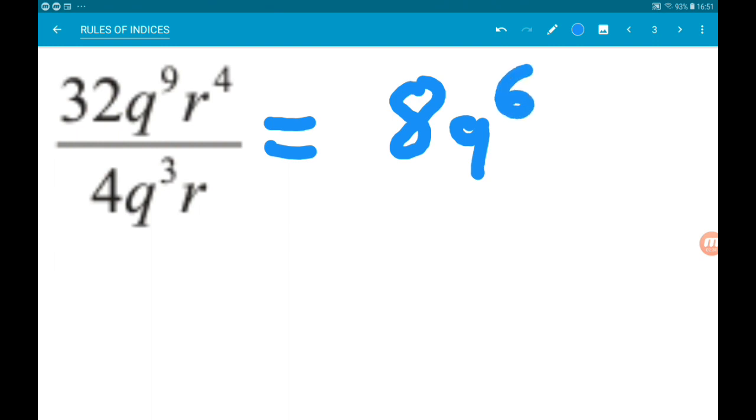And then we have r to the power 4 divided by r. Remember, a letter or number just written without a power really has a power of 1. So r to the 4 divided by r is r cubed.